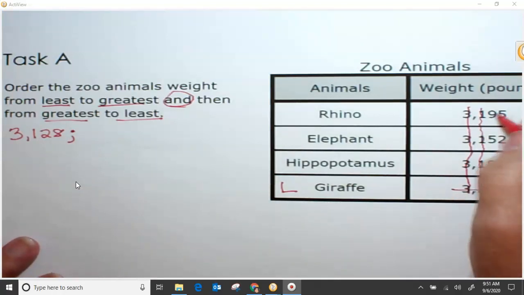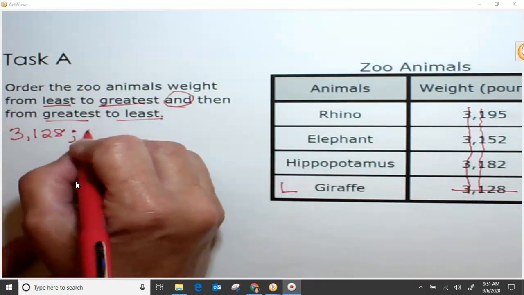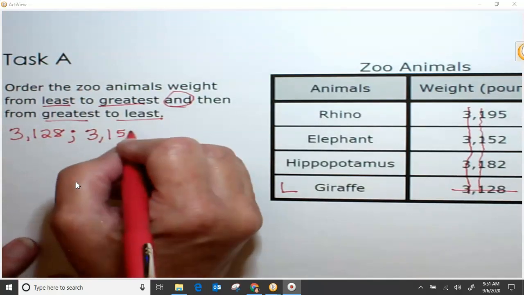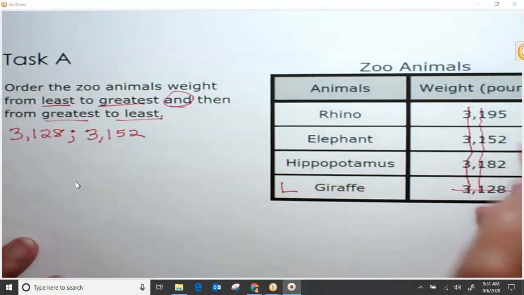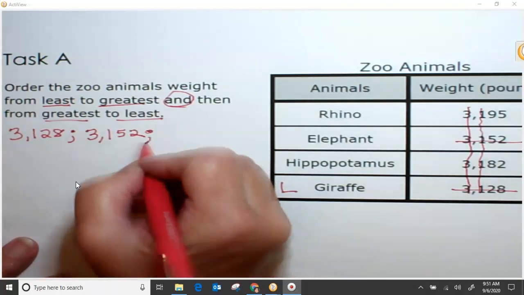Now let's look at the 9, the 5, and the 8. So between those three numbers, which is the least? The 5 for the elephant. So the elephant would go next. That would be 3,152. So I'm finished with that one. Put my semicolon so I can get to my next one.